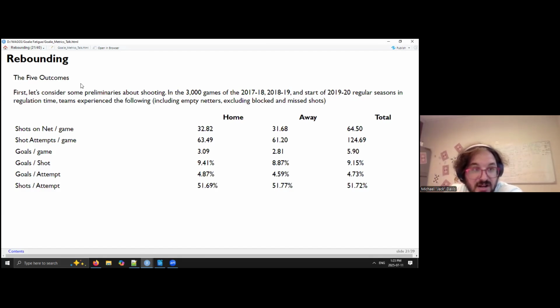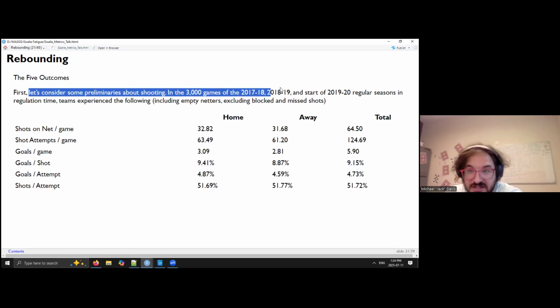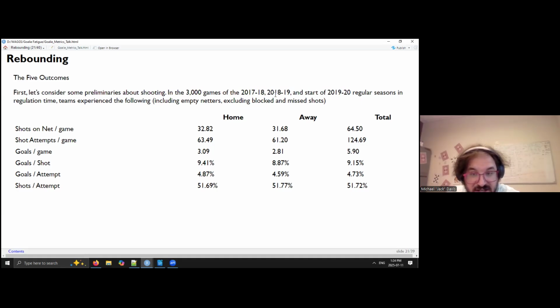So we've got our five outcomes here. We're going to consider about 3,000 games, so half of the 2019-2020 season and all of 17-18 and 18-19. So home versus away: more shots on net per game, more shot attempts per game by a little bit, number of goals, and stuff like goals per shot.